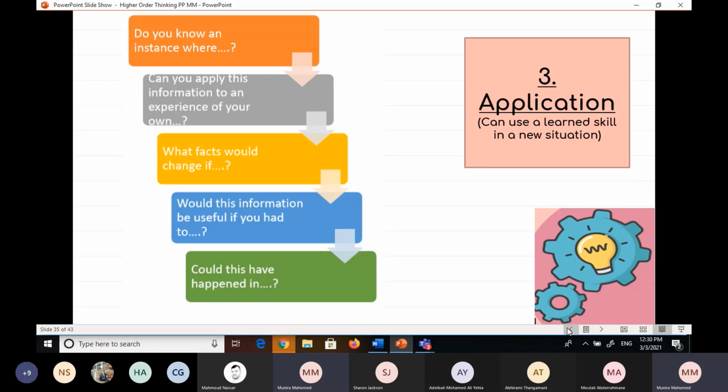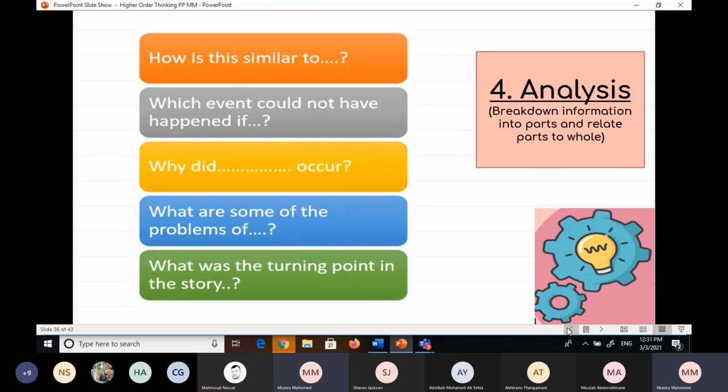What facts could change if this and this happened? Would this information be useful if you had to do this and this? Questions like that would actually motivate them to think more. Could this have happened in another situation? You could ask them that just to see if they can apply what they have learned in a new situation.